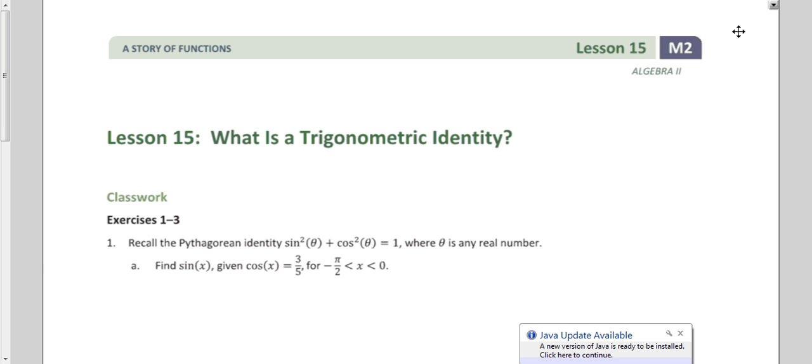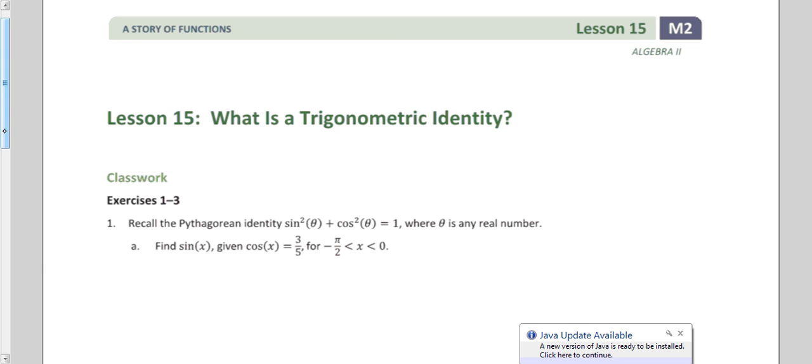is. Okay? So like here, they give me a Pythagorean identity. It says, recall that the Pythagorean identity, sine squared theta plus cosine squared theta equals 1. Who remembers that identity? I don't remember teaching it to y'all. Did I teach it to y'all? No. I don't think so either. You might have learned it in geometry last year.